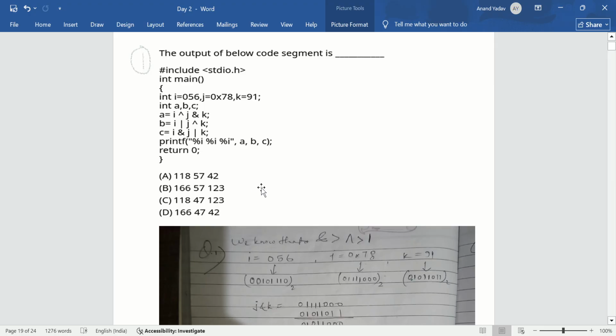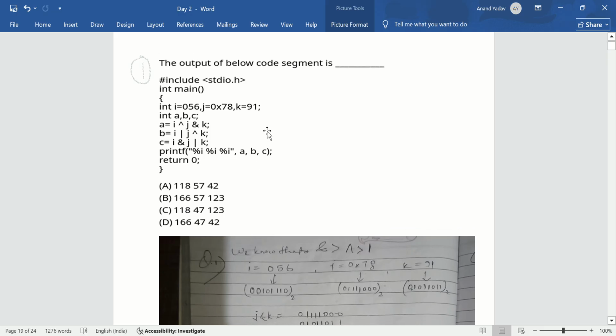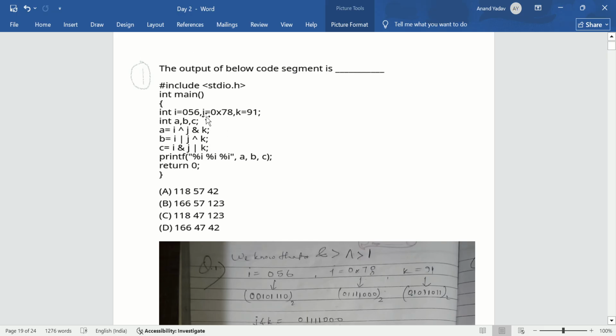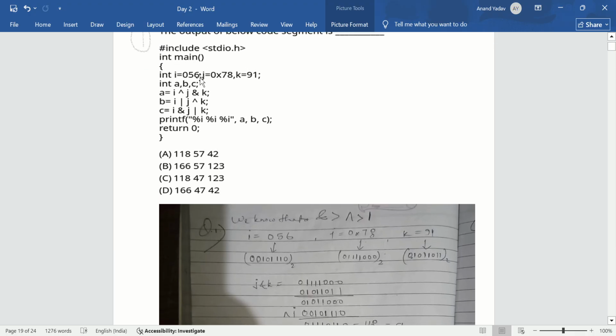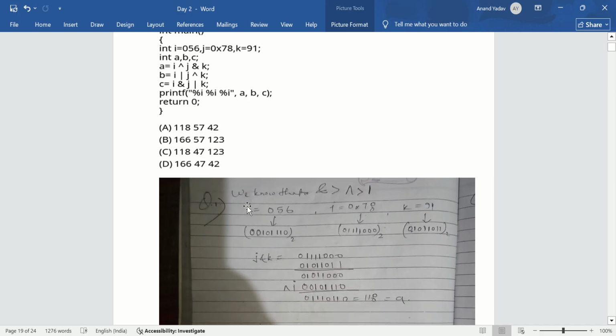Today I provide three programming top most expected questions and previous year questions. So now let's start. Question number one: what is the output of the below code segment? I will solve it using this process.